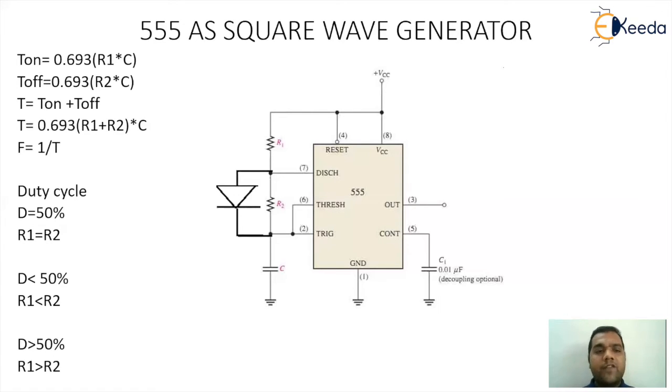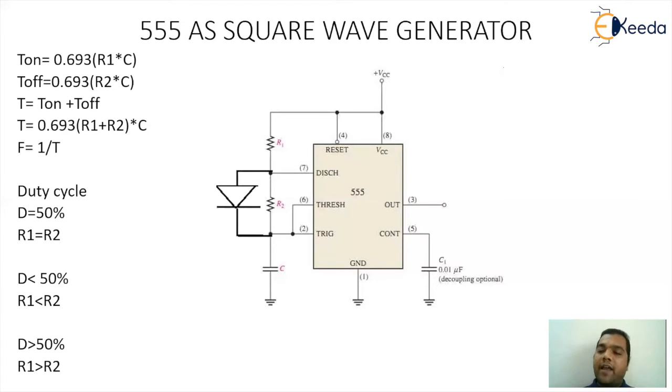On similar lines, we can go for other forms also in the same circuitry by just modifying the values of R1 and R2. If the value of R1 is less than R2, we will get a duty cycle less than 50%. And if I modify R1 greater than R2, we will get a duty cycle greater than 50%. So in this way, by just putting a diode in the circuitry, we get all possible variations in the duty cycle.